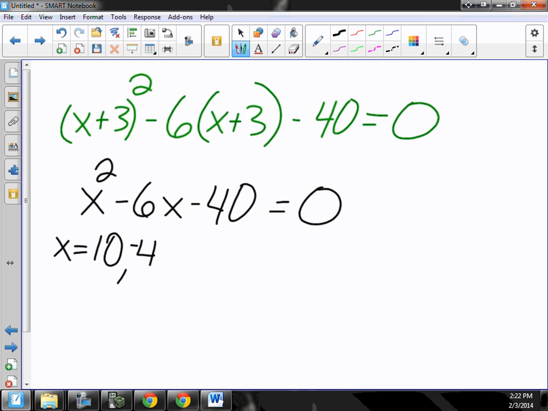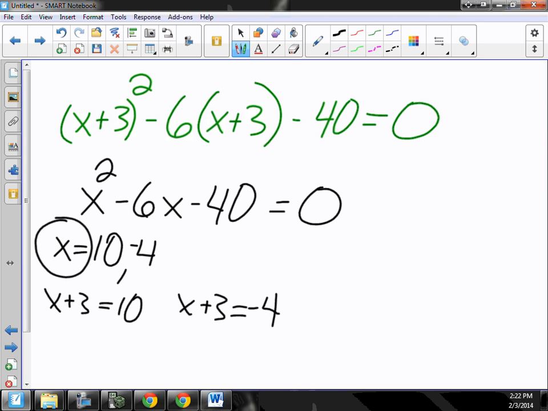Well, instead of x equals 10 and negative 4, what is it? It's actually x plus 3 equals 10 and x plus 3 equals negative 4. So I subtract 3 in both cases, and I get x equals 7 over here and negative 7 over there. So really what we have is a quadratic equation, but my variable is no longer a monomial, one term. My variable is now a binomial. So before, this was just an x, but now it's an x plus 3.